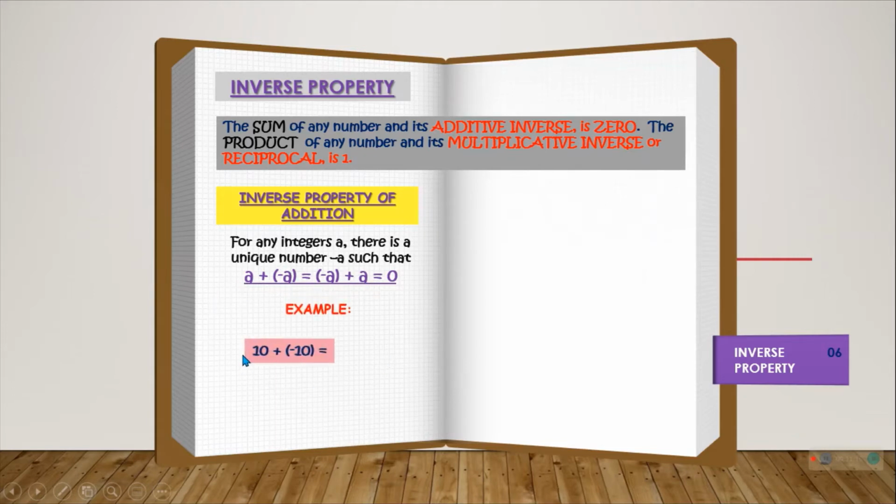For example, 10 plus negative 10. They are both 10, but one is positive and one is negative, so the answer is 0. 13 plus negative 13, one positive, one negative, the same number, that is also 0.